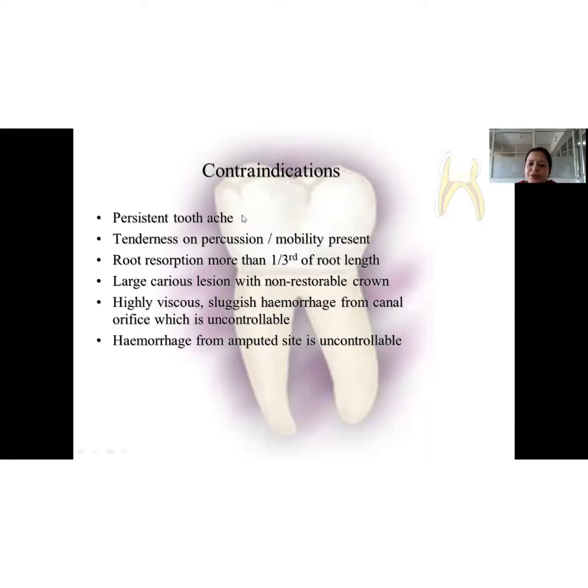Now, where do we not perform pulpotomy? What are the contraindications of pulpotomy? There is persistent spontaneous toothache, tenderness on percussion, tooth mobility, tooth resorption of more than one-third of root length, and a large carious lesion with a non-restorable crown. Also, highly viscous, sluggish hemorrhage from the canal orifice which is uncontrolled. This sluggish hemorrhage, which is uncontrollable, where the bleeding cannot be controlled from the orifices, indicates inflammation in the radicular portion. So if there are signs of inflammation in the radicular portion, we do not perform pulpotomy. Hemorrhage from the canal orifice is uncontrollable, bleeding cannot be stopped.